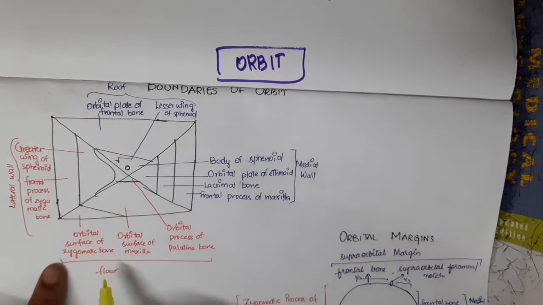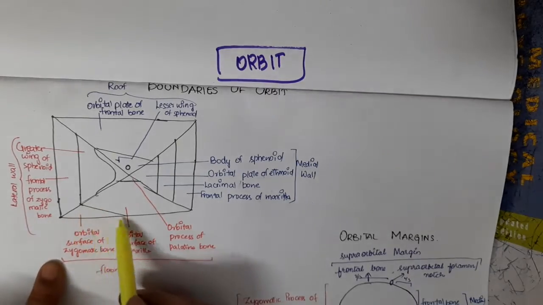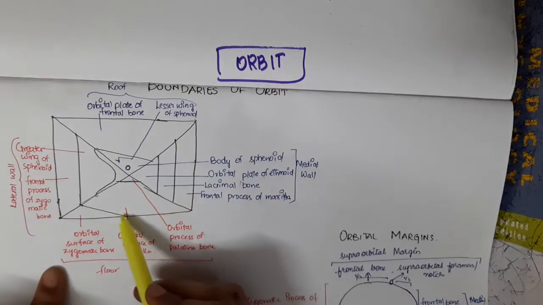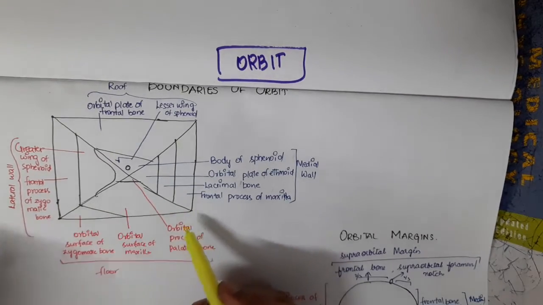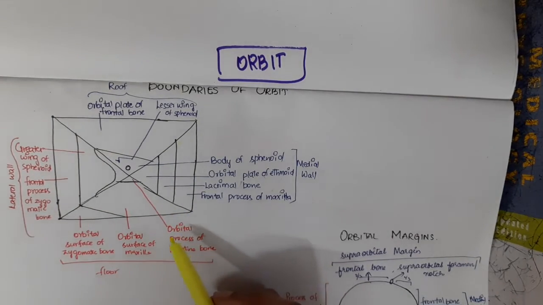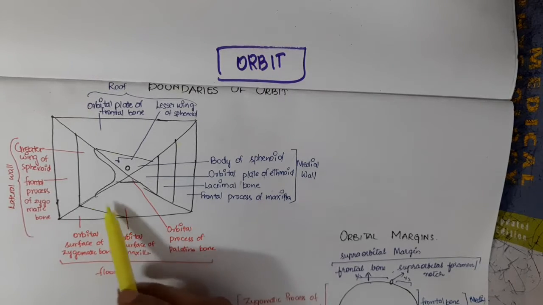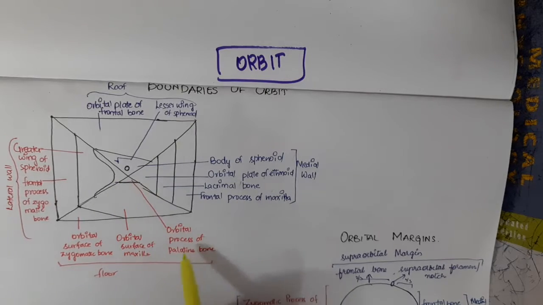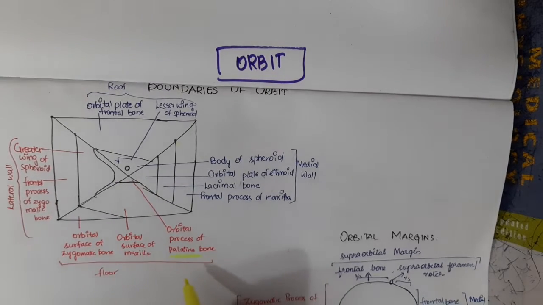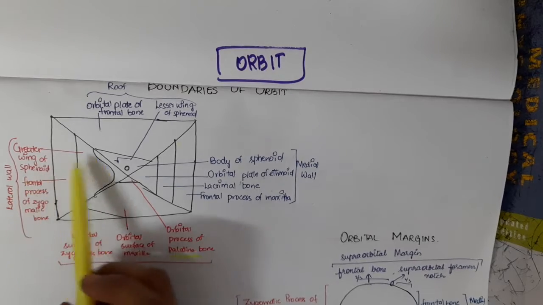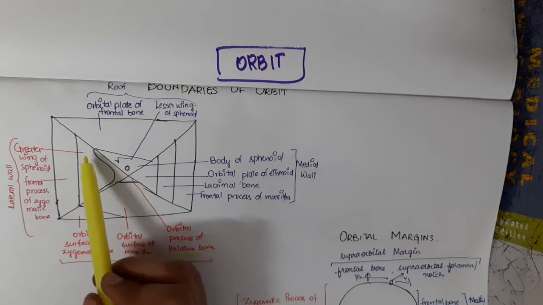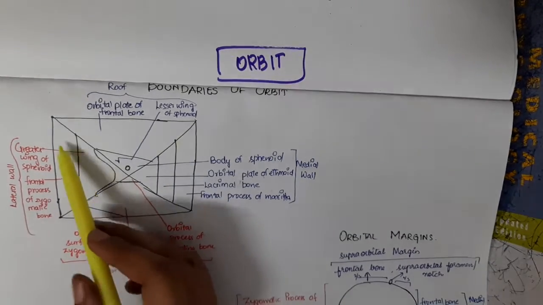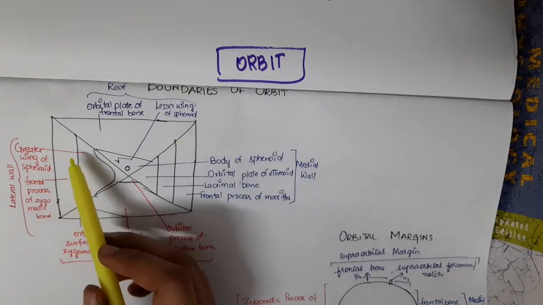Whereas floor is formed by the orbital surface of the zygomatic bone and the orbital surface of the maxilla. The maximum amount of floor is formed by these two, even there is a contribution from the orbital process of palatine bone. Then the lateral wall is formed by greater wing of sphenoid and frontal process of zygomatic bone.